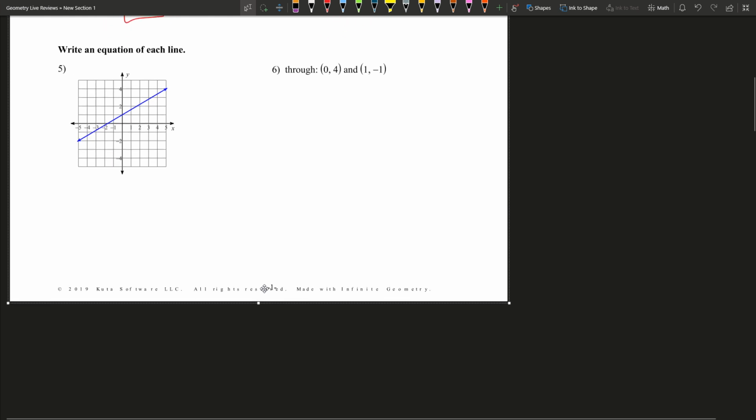Number 5 and 6 have to do with equations of lines. So we need to know 2 basic formulas. Y equals mx plus b, and y minus y1 is equal to m times x minus x1, where m is the difference in y's over the difference in x's.